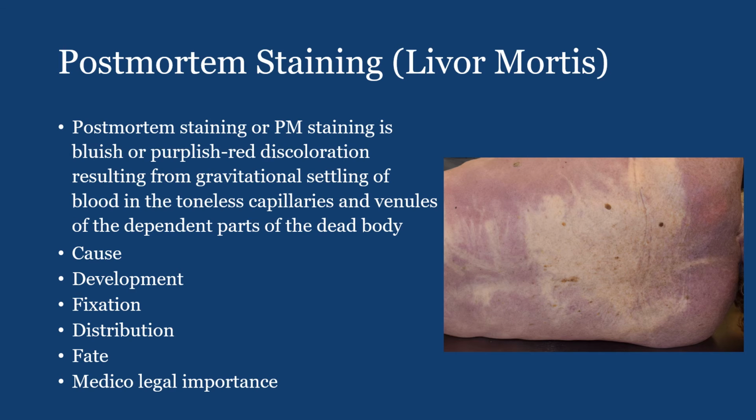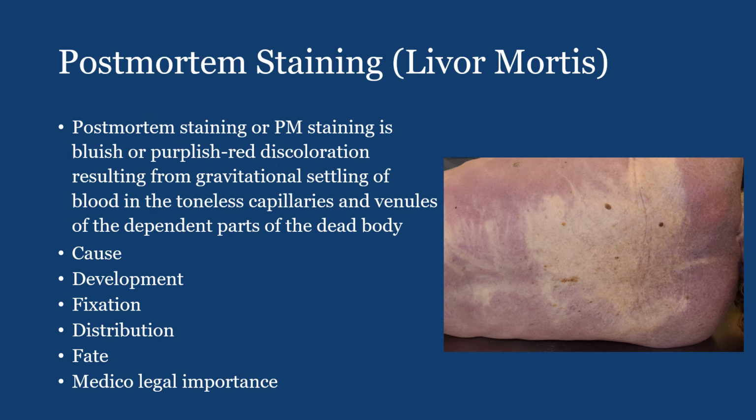Postmortem staining is also known as Livor mortis. Postmortem staining is a bluish or purplish red discoloration resulting from gravitational settling of blood in toneless capillaries and venules of dependent parts of the dead body. The general site is under the surface of the skin and superficial layers of the dermis. If the body is in supine position, you can see the postmortem staining on the backside, and if the body is in prone position, then on the front part. If it is sideways, you can see it on the side part.